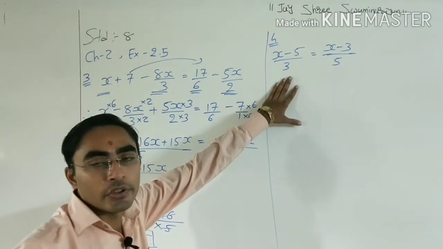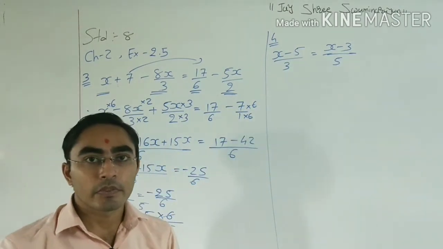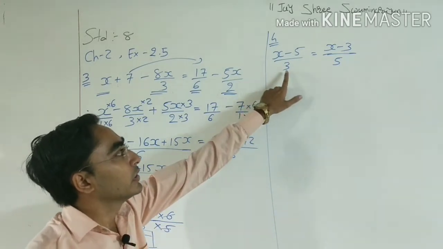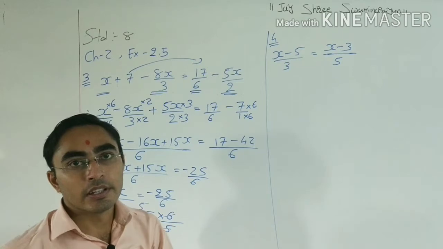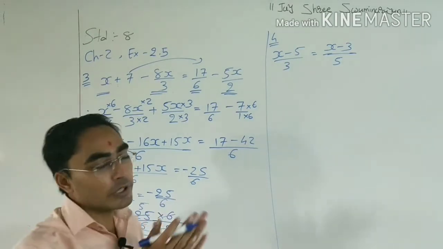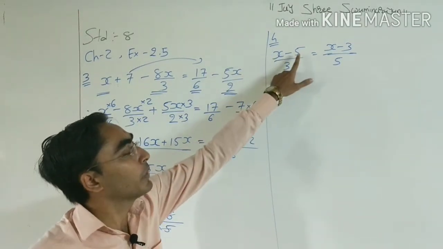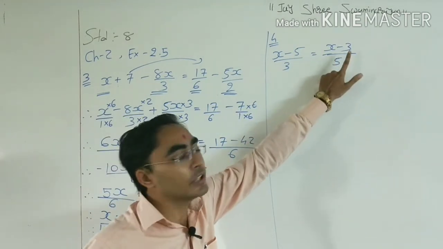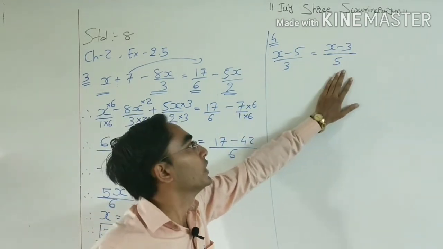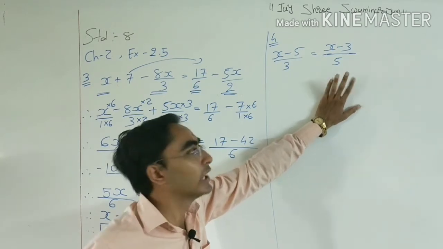Now in this case we do not need to take LCM, because this is a single term: x minus 5 all divided by 3. That's why we do not need to take LCM. And here even, x minus 3 all divided by 5, here even we do not need to take LCM.